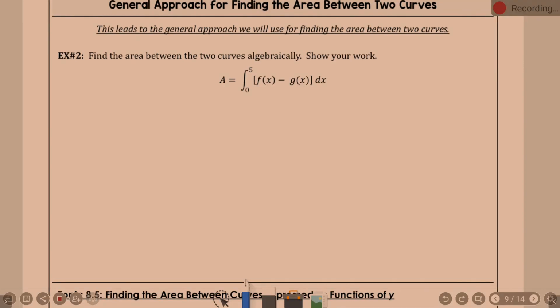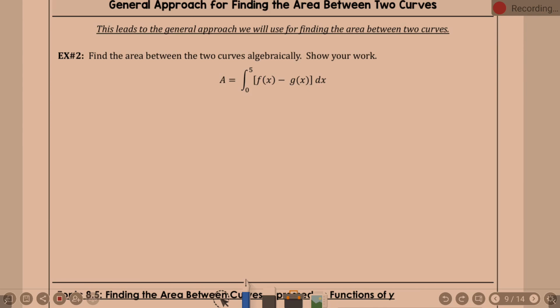We are picking up in 8.4 where we left off. And I wish we would have gotten through number 2, had I remembered what number 2 was. But number 2 starts off saying this leads to a general approach we'll use for finding the area between two curves. And it talks about find the area between the two curves algebraically and show your work.